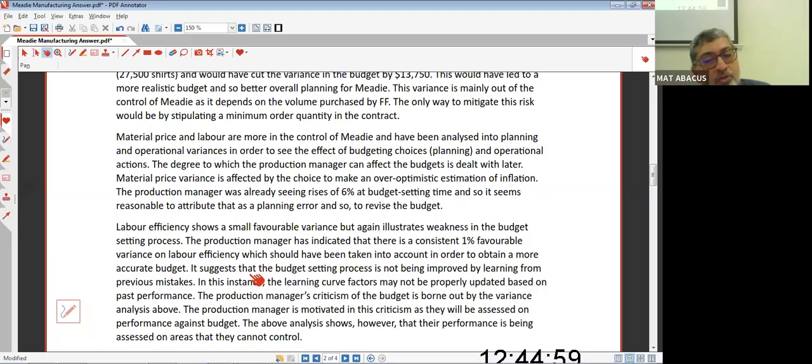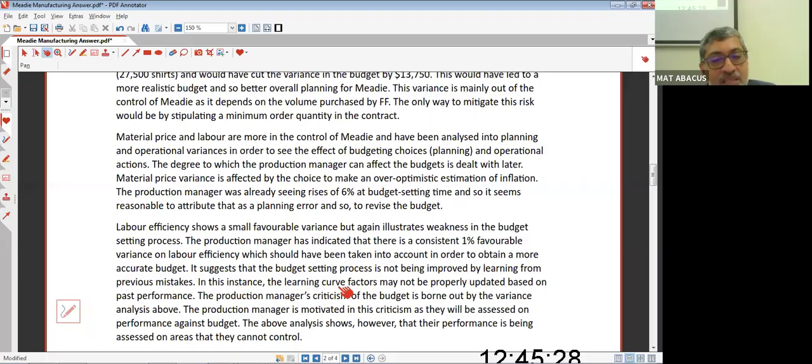There's a sort of continuous improvement going on here, a sort of Kaizen. You can even mention it; you don't have to explain what Kaizen is. Knowledge is taken for granted. But you can say it suggests that the budget setting process is not being improved by learning from previous mistakes. So here, what is not being improved? They are improving in production. What is not improved is the budget setting process. The budget setting process is the one that's not improving by learning from previous mistakes.